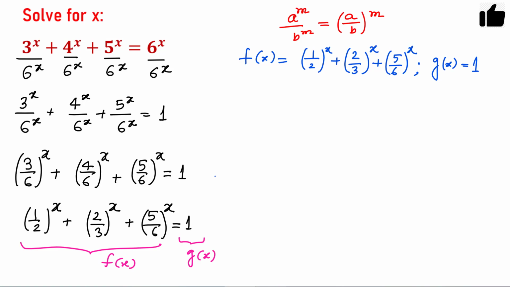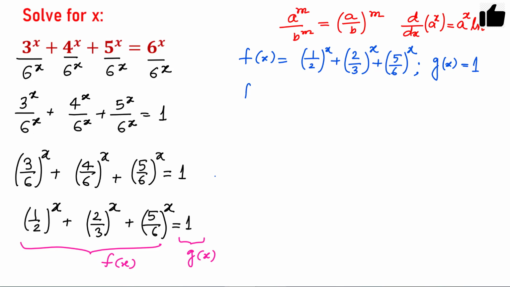Now let us investigate the monotonicity of f(x). That is, whether f(x) is an increasing function or a decreasing function, and this can be done by differentiation. So if you differentiate f(x), if it is greater than 0, this means it is an increasing function, and if it is less than 0, this means it is a decreasing function. So let us differentiate this, but I will use one result of differentiation, that is d by dx of a raised to the power x is equal to a raised to the power x ln a.